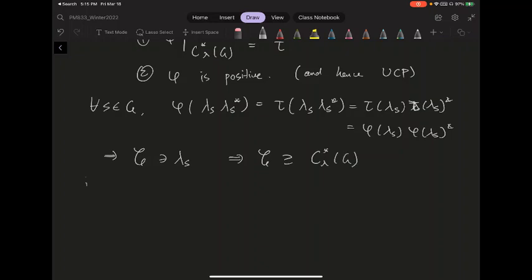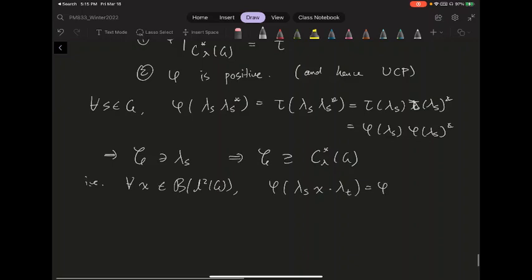In particular, for every x inside the bounded linear operators on the L2 of G, if I want to compute phi of lambda s times x times lambda t, I can move the lambda s and lambda t outside. So I can write phi of lambda s times phi of x times phi of lambda t. That's for all s and t inside G, and for all x in B of L2. That's the multiplicative domain argument.